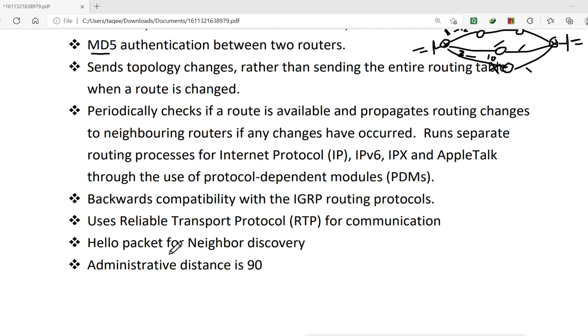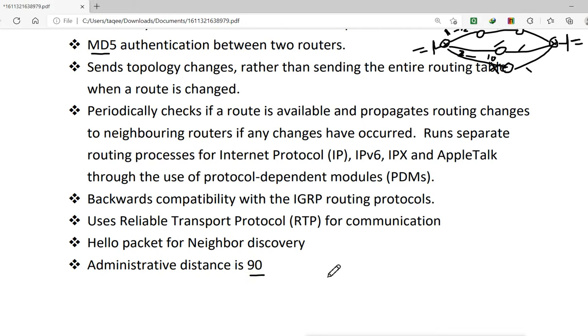It uses the hello packet for neighbor discovery. Just like OSPF uses the hello protocol, it also uses hello packets for neighbor discovery. And for transferring the other data, it uses RTP, the reliable transport protocol, for the communication. Then the administrative distance value for EIGRP is 90.